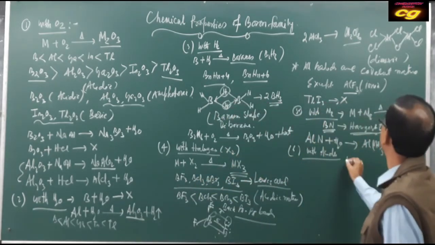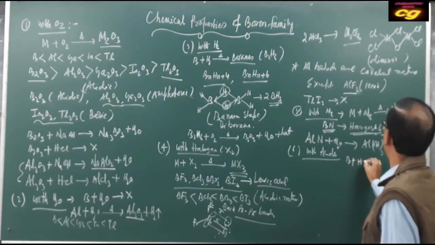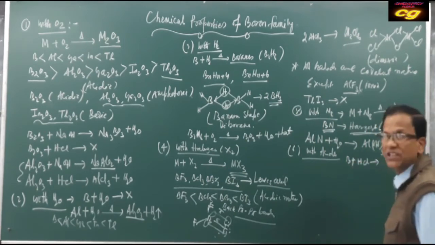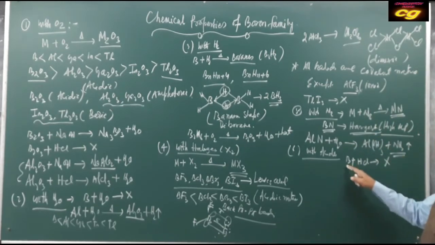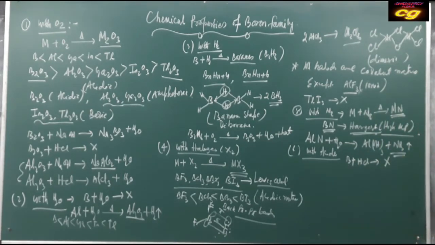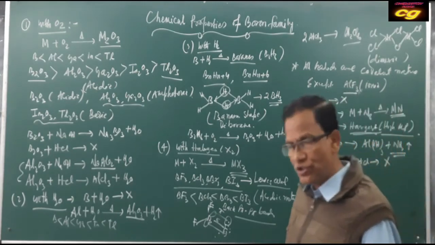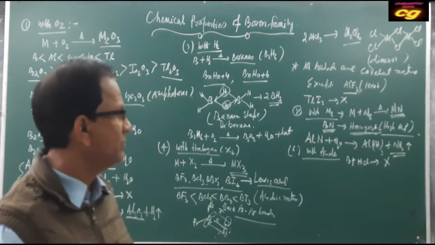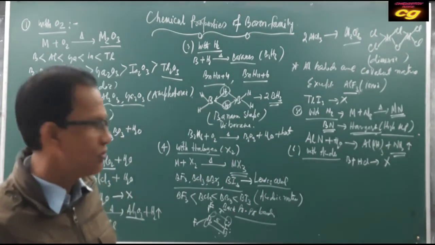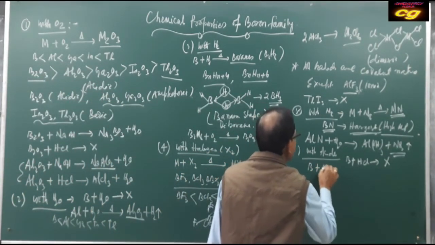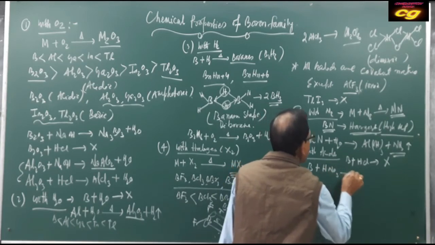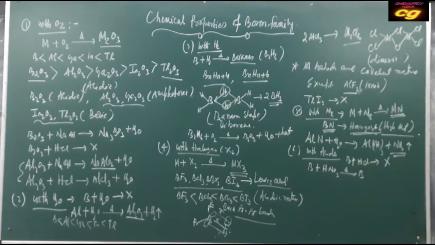Generally, boron does not react with halogen acids. It does not react because boron is the least reactive, and it cannot displace hydrogen from acids. That's why boron does not react with hydrochloric acid. But when boron reacts with concentrated nitric acid on heating, it produces boric acid.